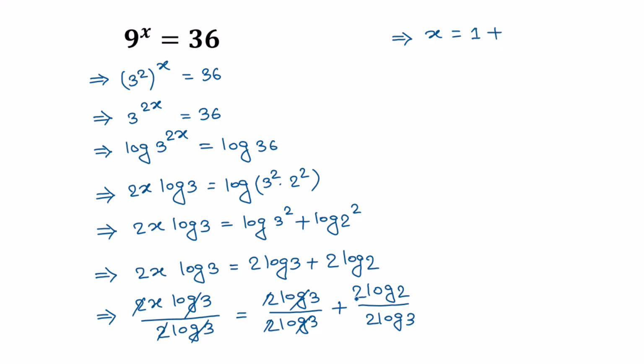plus, the 2 and 2 cancel, and log 2 divided by log of 3. So the value of x will be 1 plus log of 2 divided by log of 3. We can write this as log of 2 to the base 3. And this is the solution of our given equation.